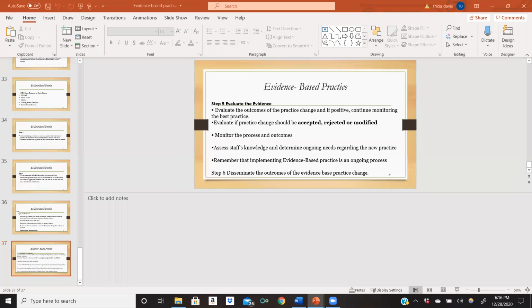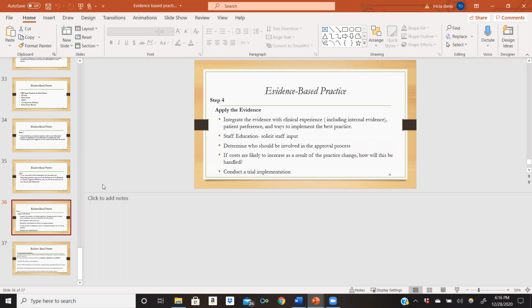Okay, so step 4. So this is the part where you're going to apply the evidence that you found. So you are going to integrate the evidence with clinical experience, including internal evidence that you were able to gather, your patient preference, and ways that you can best implement the best practice.